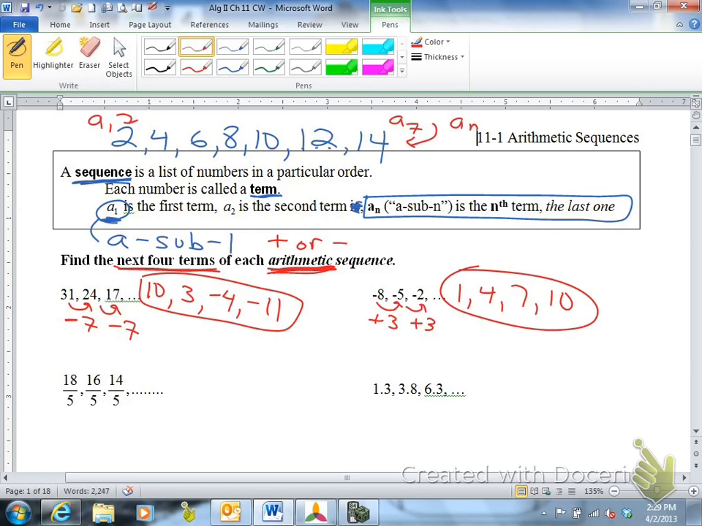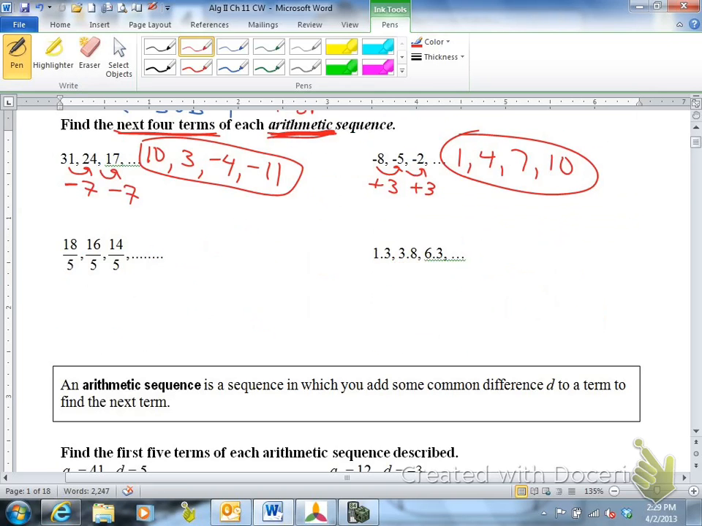You can have fractions too. They're not too much more difficult. 1/5 to 3/5 is a difference of 2 fifths, so 2 fifths is what you're subtracting. You would have 12 fifths, 10 fifths, 8 fifths, and 6 fifths. But 10 fifths we should write as 2. So that's the next four terms.